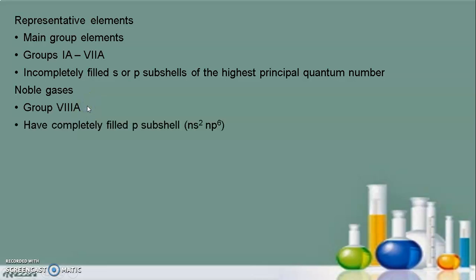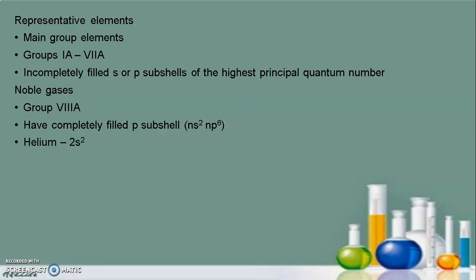In group 8A, they have a completely filled p subshell. So it is represented by an electronic configuration of ns2 np6. If you get the total of the electrons between the s subshell and the p subshell, that will be 2 plus 6, a total of 8 electrons. So therefore they are called noble gases.